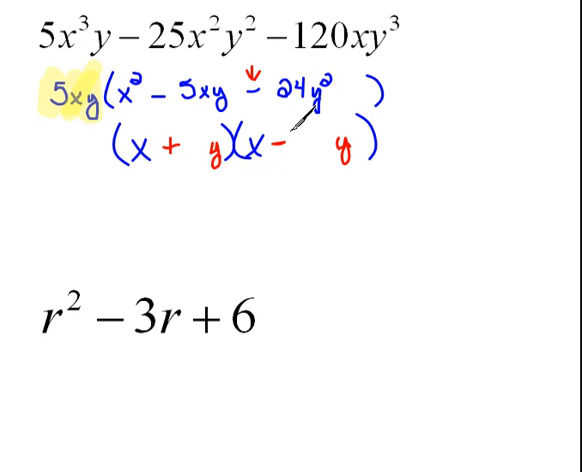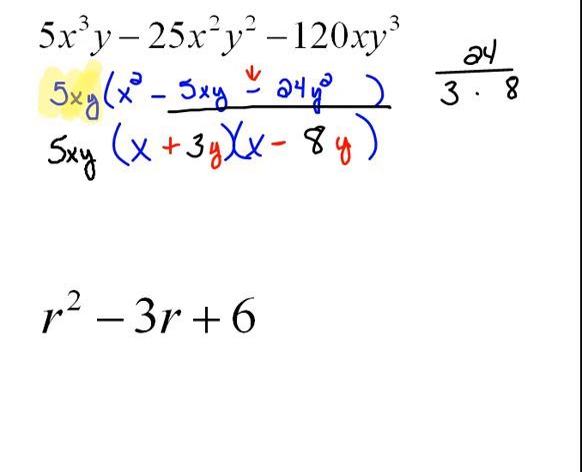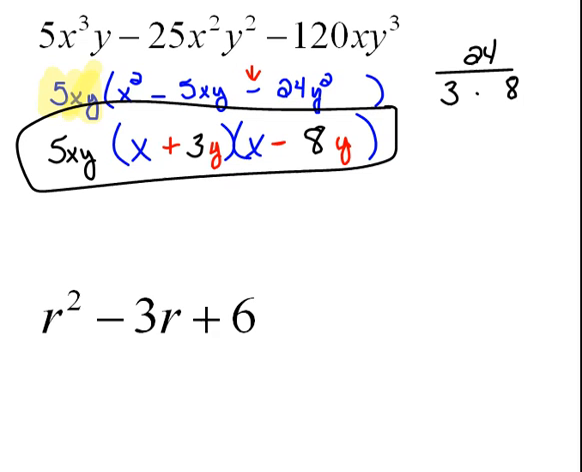Now we have to think about our 24. Think of factors of 24. So 2 things that would multiply together to get 24, and somehow you want that combination to be a 5. Well, the first thing that pops into my mind is 3 times 8, because 3 times 8 is 24, but also if you subtract those numbers you get a 5. So let's see. That would happen if the 8 was negative and the 3 was positive. Now don't forget to bring down your factored out GCF.